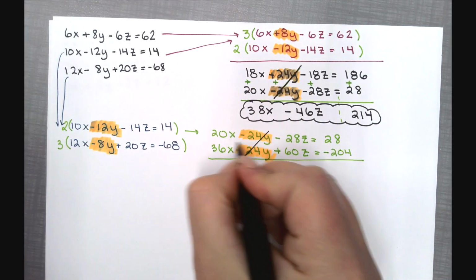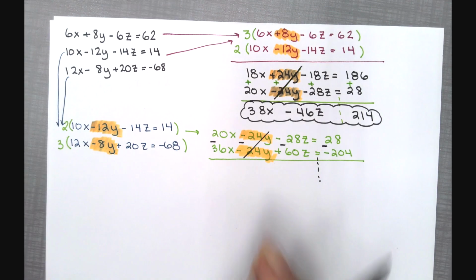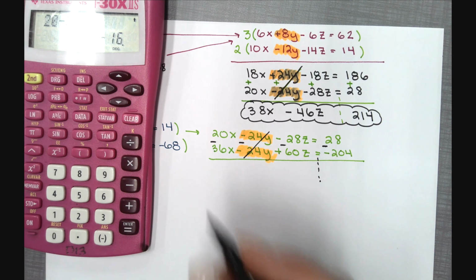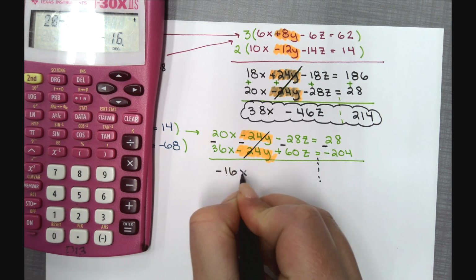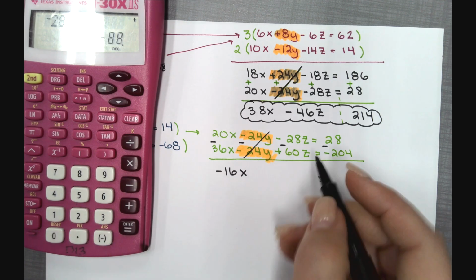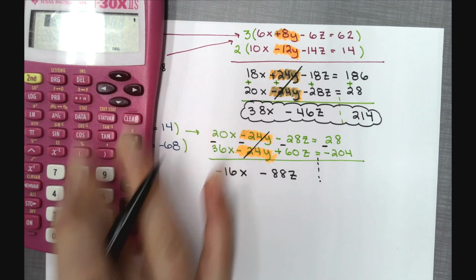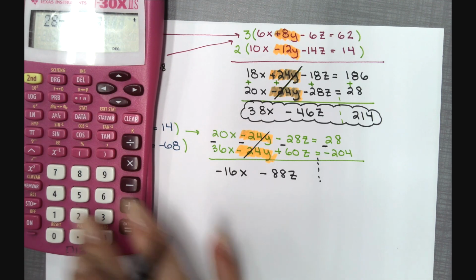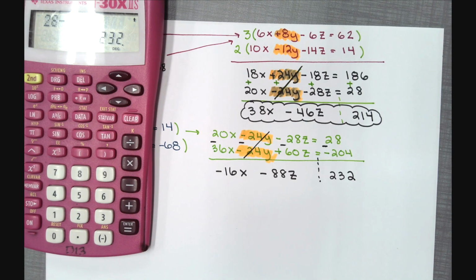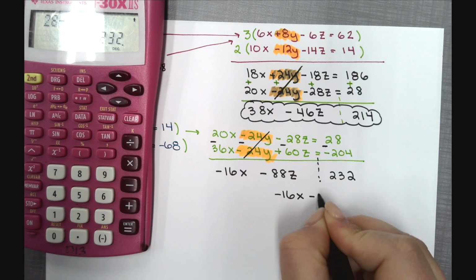So here I am going to subtract, subtract, subtract, and subtract. Dotted line for balance. 20 minus 36 is negative 16x. Negative 28 minus a positive 60 is a negative 88z. Positive 28 minus a negative 204 is 232. I am going to be honest, I am a little bit uncomfortable with the size of these numbers, but it's okay. Let's keep working.